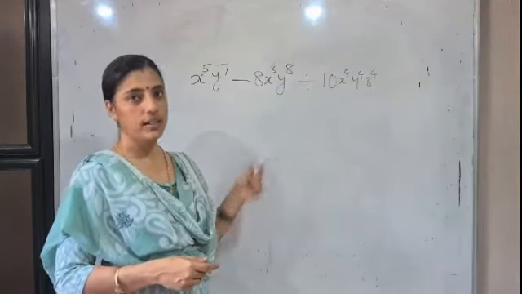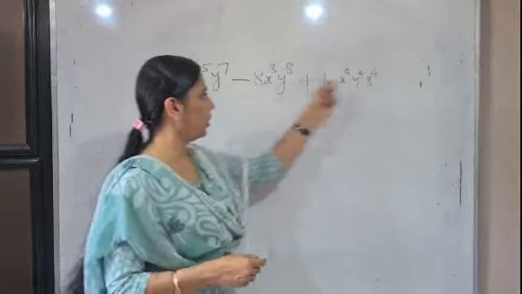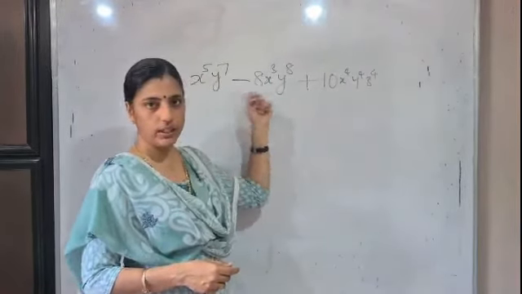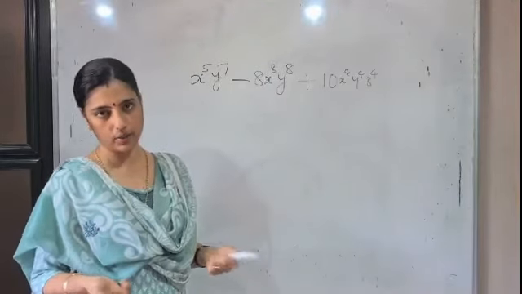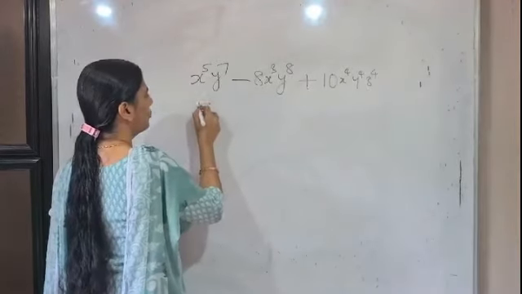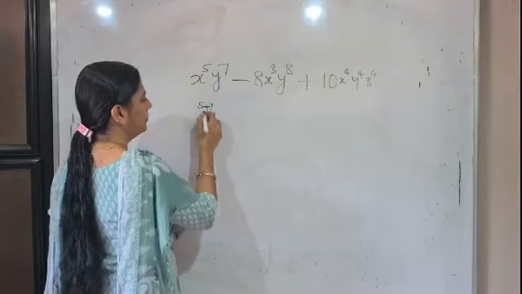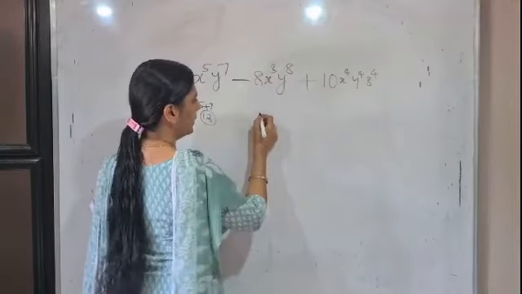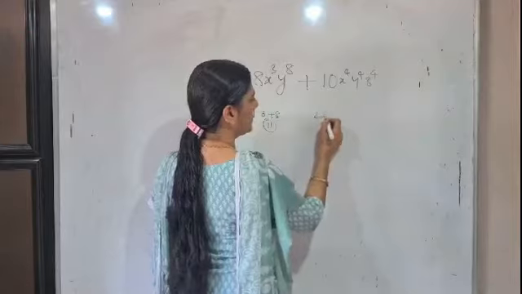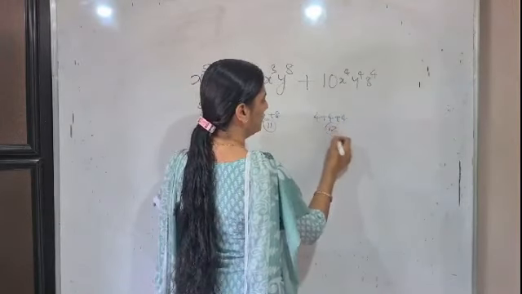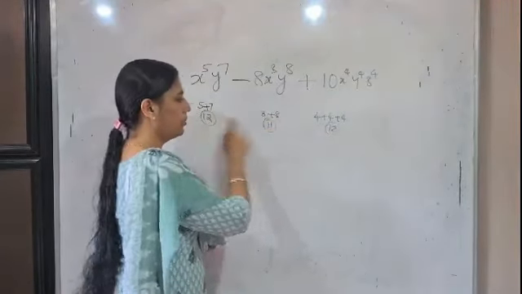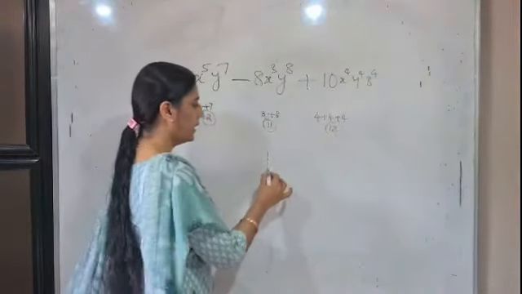Here I am asking, what is the degree of this expression? This is an algebraic expression with more than one term, 3 terms, separated by plus or minus. What is the degree of this term? 5 plus 7, 12. What is the degree of this term? 3 plus 8, 11. What is the degree of this term? 4 plus 4 plus 4, 12. Which is the highest? Here 12 is there, here also 12. So what is the degree?